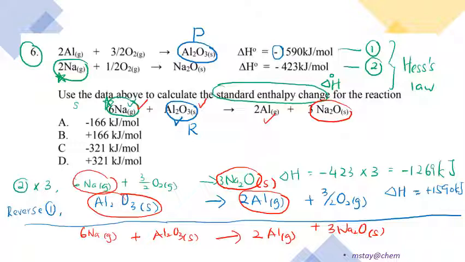So 3/2 moles of oxygen on the left hand side and 3/2 moles of oxygen gas on the right hand side can cancel each other out. Then press the calculator, and we will have the answer. Delta H equals positive 321 kilojoules per mole. So the correct answer will be the corresponding option for question number 6.